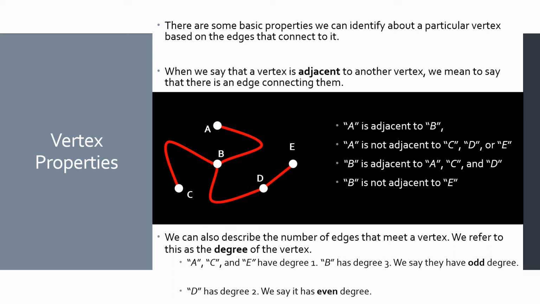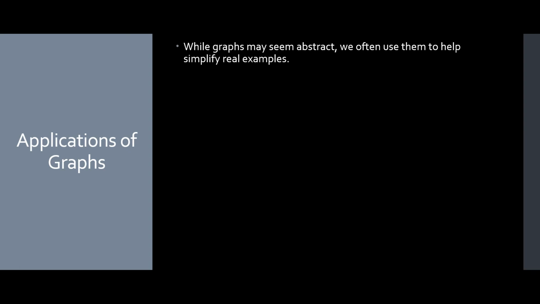D, by the way, has degree 2, you can see, because it has an edge that's leaving it to go to B and an edge that's leaving it to go to E. And since 2 is even, we say it has even degree. So this all seems kind of weird because they're all just dots and lines, but how do we use them?